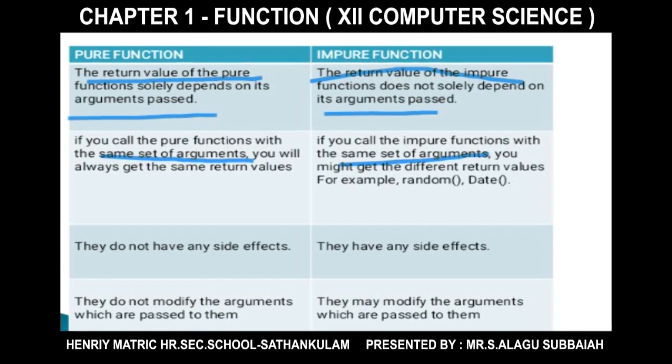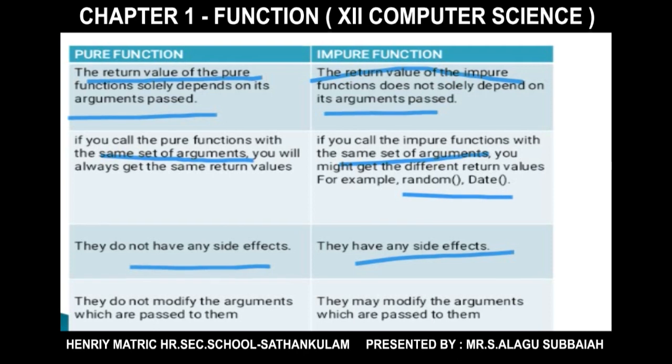Here two examples are given. Random functions will give any random value as output. And date functions, the output of the date function is always updated day by day. Pure functions don't have any side effect, but impure functions have some side effect. And pure functions don't modify the arguments of the function, but impure functions may modify the arguments used in the function.